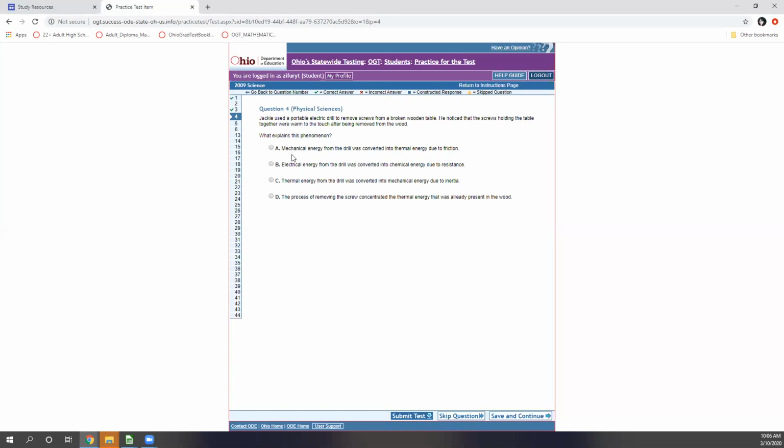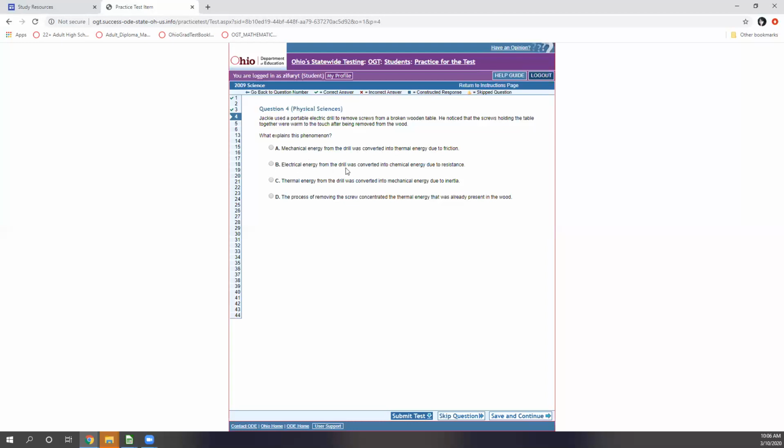So, mechanical energy from the drill was converted into thermal energy due to friction. And now, anytime you see thermal energy, it might be super helpful for you to replace those words with the word heat. So mechanical energy from the drill was converted into heat due to friction.